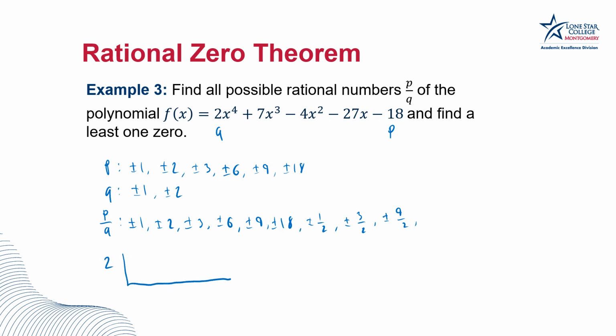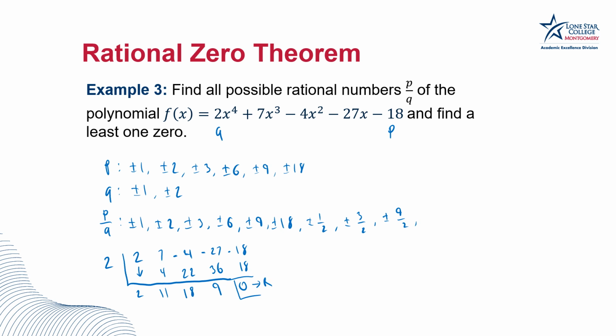So what goes on the inside are our coefficients: 2, 7, negative 4, negative 27, and negative 18. So first term, we bring the 2 down. 2 times 2 gives us 4. 7 plus 4 gives us 11. 11 times 2 is 22. Negative 4 plus 22 is 18. 18 times 2 is 36. And then negative 27 plus 36 is positive 9. And finally 9 times 2 gives us 18. And we see negative 18 plus 18 is 0.